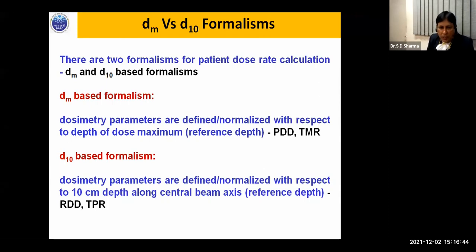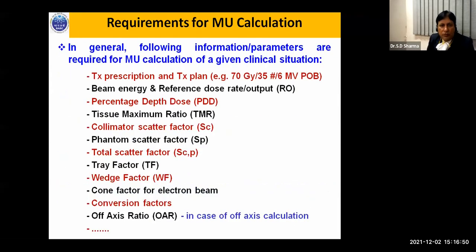Some of the parameters that will be used further, I will give some overview. Now, what do we require for calculating the monitor unit? This is the basic question I am posing to you. The answer is, in general, we require a large number of parameters because we need to use the equipment, that is the accelerator, for treating a variety of cancer cases.